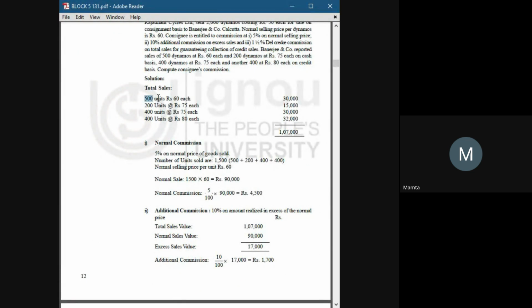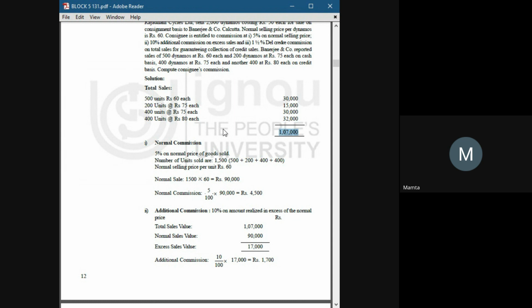Write all the units and the amount. 500 units, the consignee, the agent has sold for 60 rupees, 30,000. 200 units for 75 rupees, means 15,000. 400 units for rupees 75 each, means 30,000. 400 units again for rupees 80 each, that means 32,000. When you do a total, the total sales are rupees 1,07,000.